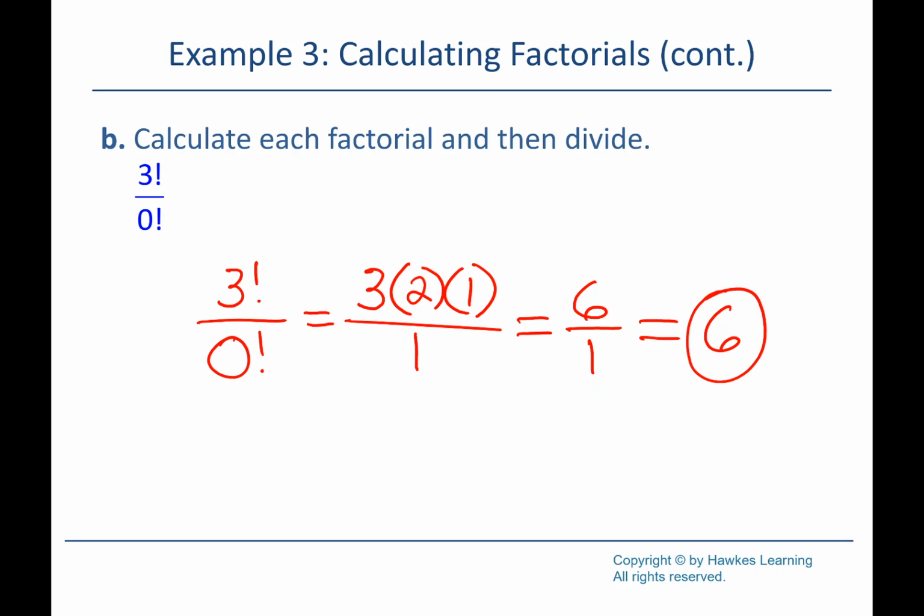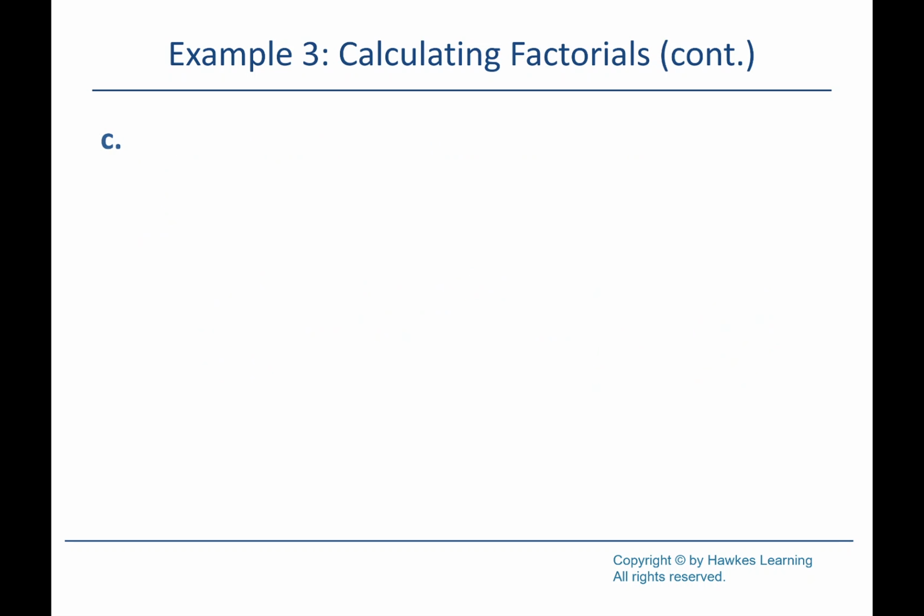Now, C, we get a little interesting here. So if you've never seen this before, it's, as far as math goes, it's kind of neat. Okay, so let's look at this. So we've got 89 factorial over 87 factorial. Okay, those are two huge numbers.